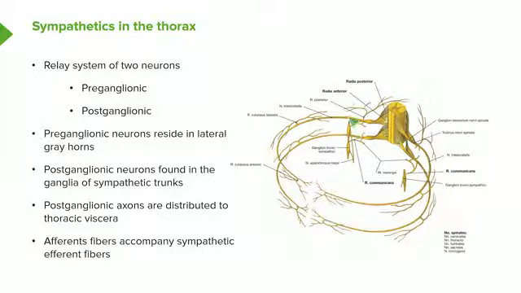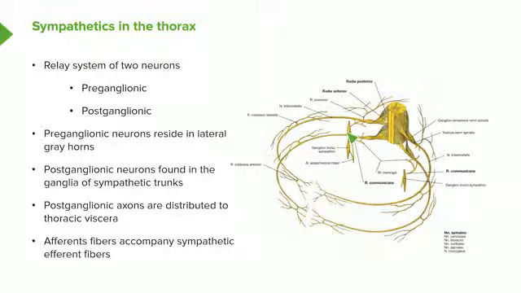This sympathetic trunk ascends and descends along the vertebral column. You have a right sympathetic trunk, and you'll also have a left sympathetic trunk. Along the sympathetic trunks, you'll have these dilated areas, and those are referred to as sympathetic ganglia. Residing within these sympathetic ganglia are your postganglionic nerve cell bodies, and so your synapse is going to occur within here between your preganglionic neuron and your postganglionic neuron.